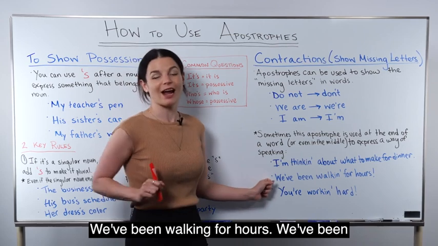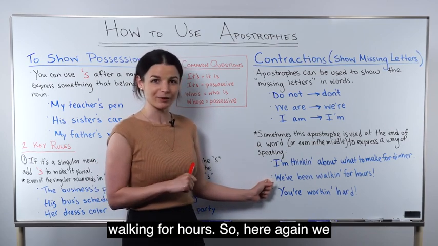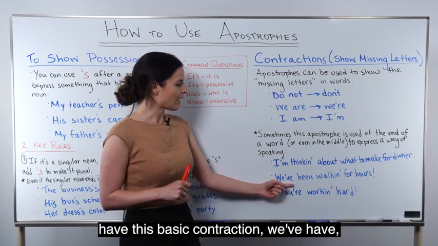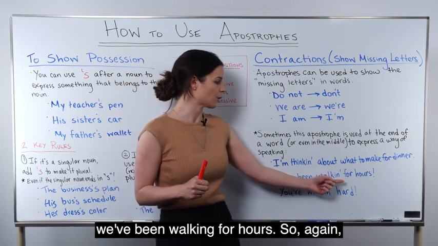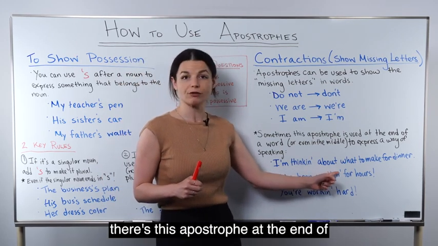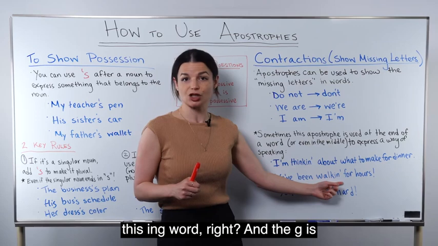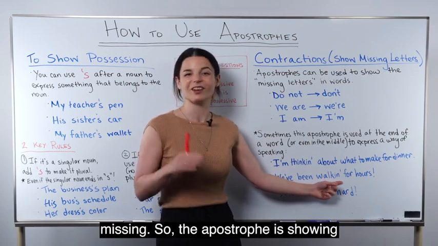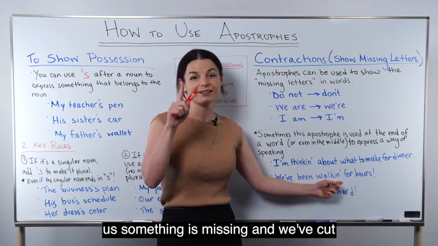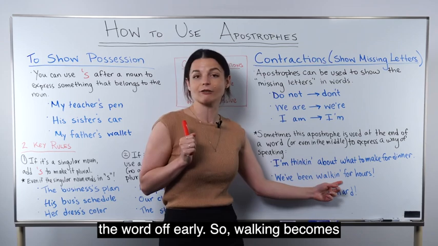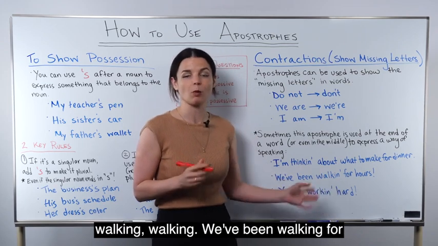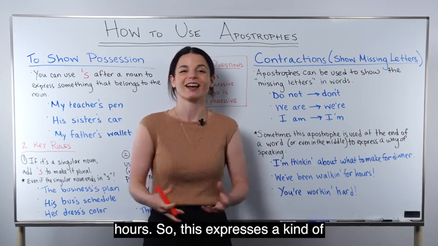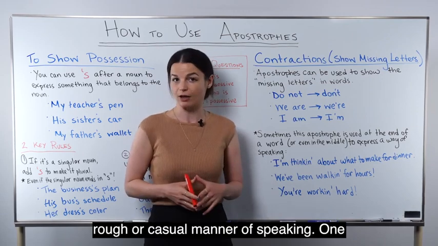We've been walking for hours. So here again, we have this basic contraction. We've been walking for hours. So again, there's this apostrophe at the end of this ing word, right? And the G is missing. So the apostrophe is showing us something is missing and we've cut the word off early. So walking becomes walkin'. Walkin'. We've been walking for hours.